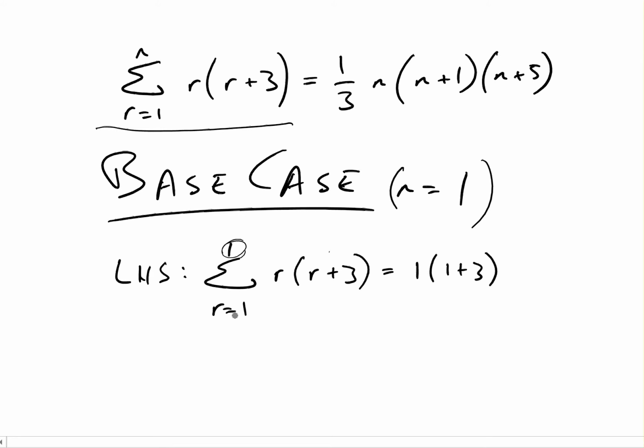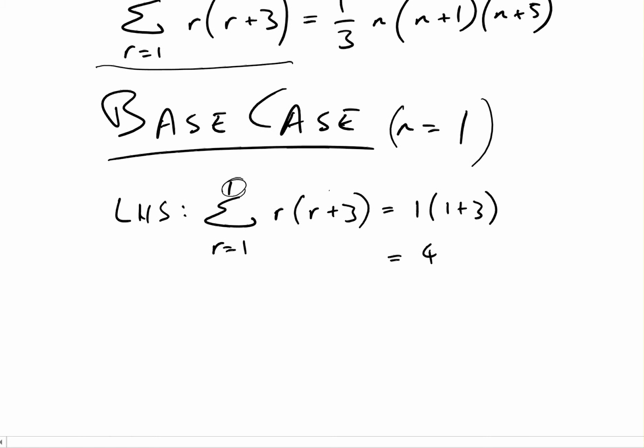Okay, so we've just considered the first case. We considered r equals 1, and then we're told to stop at 1. So that's it, we stop there. Okay, and this is equal to 1 times (1 plus 3). Well, 1 plus 3 is 4, so that's 4. Okay, so in other words, the left-hand side is equal to 4.